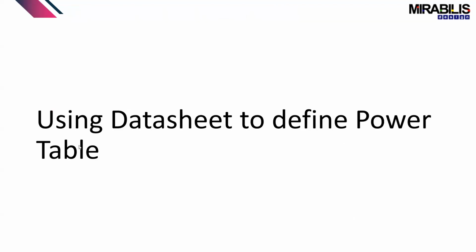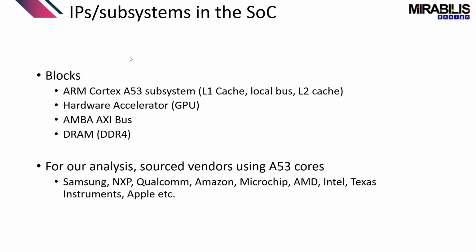So now, we will go in detail and look at how, using a data sheet, we can define the power table. First of all, we need to identify the list of IPs or subsystems that are used in the SOC. Then after identifying them, we have to look for vendor specific details on them. In our specific multimedia SOC use case, we have the ARM Cortex A53 subsystem, which has L1 cache, local buses, L2 cache. We have a hardware accelerator, a GPU. We have the AMBA AXI bus. We have a DDR4 DRAM.